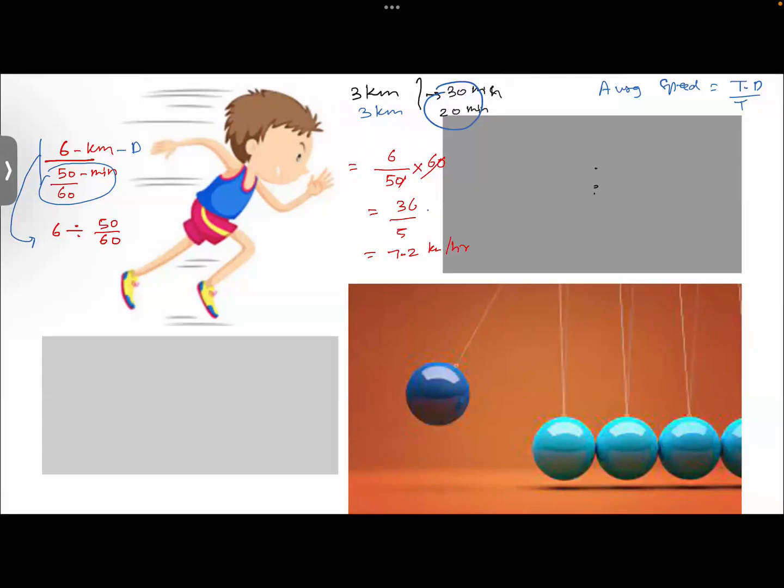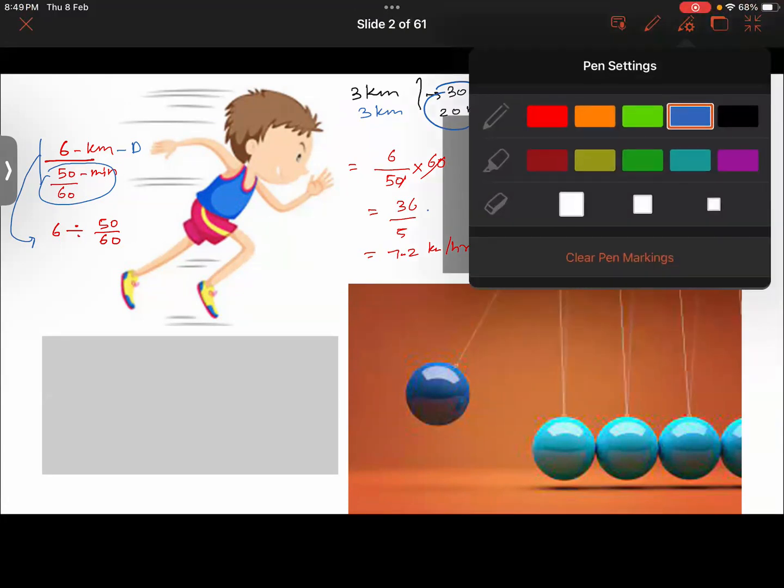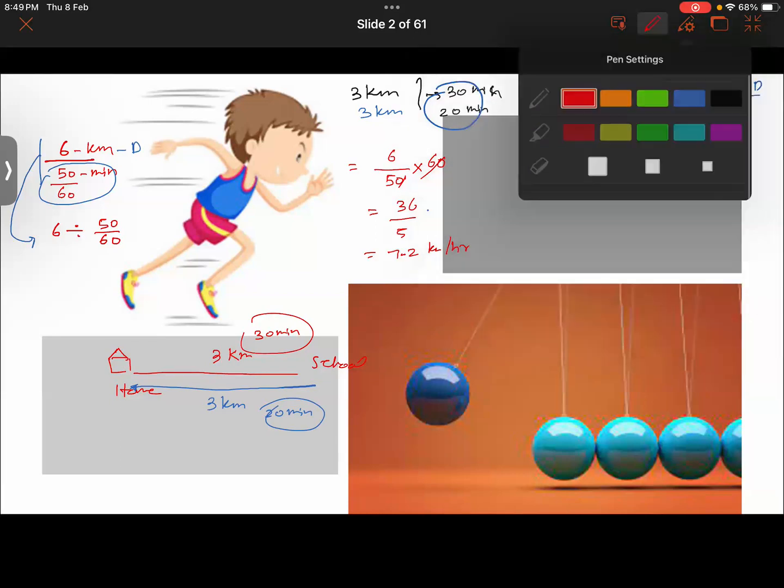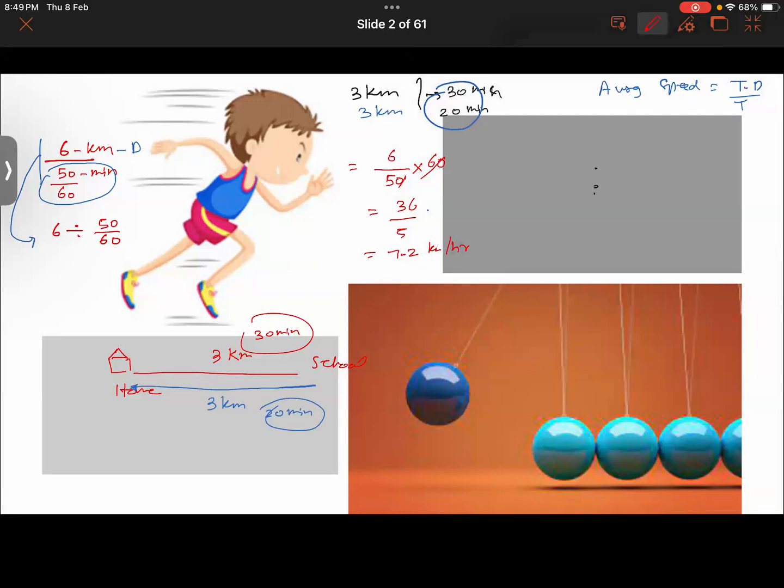Sir, but why did you add? No, we are not adding here. Let me repeat the question. There's a person who is walking from his home to school, and that is 3 kilometer distance, and he takes 30 minutes. Now, upon reaching the school, the student finds out that the school is closed. So he returns back immediately to his home, and again covers the same distance, but this time took only 20 minutes. Suppose he might have taken a rickshaw, or he might have taken a ride. So you need to find what was the average speed of the boy or the girl here.